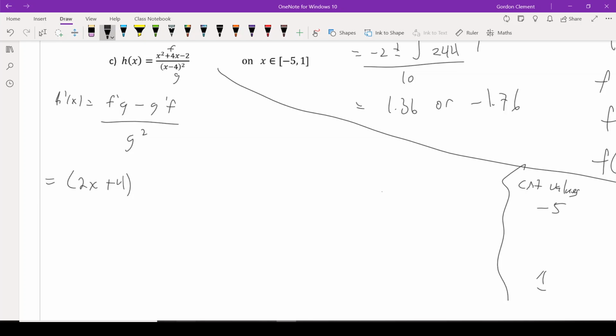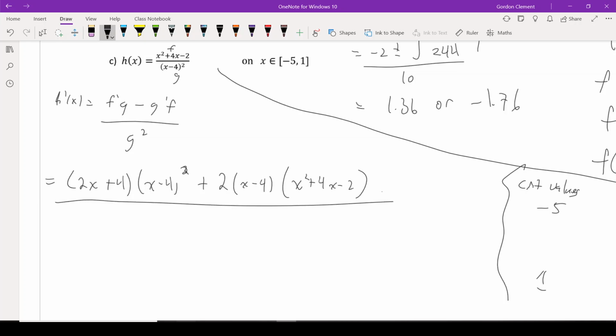So f prime is going to be 2x plus 4. G is x minus 4 to the power of 2. And then, minus g prime: the 2 comes down, becomes a 1, and then you're multiplying by the derivative of what's inside, which is just 1. So it's just 2 times x minus 4. There's f. And then we're doing over g squared. So you multiply the two exponents, and you get a power of 4 there.